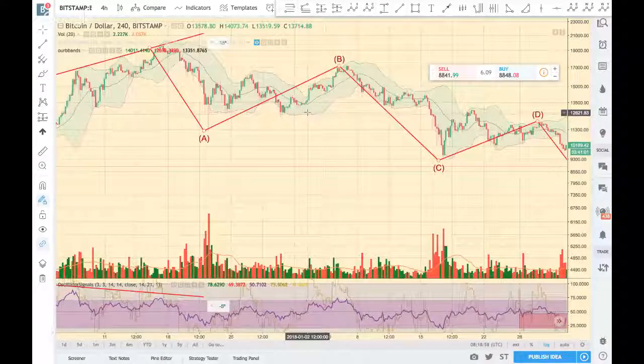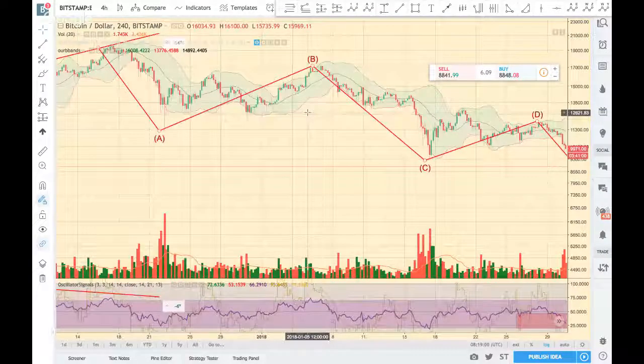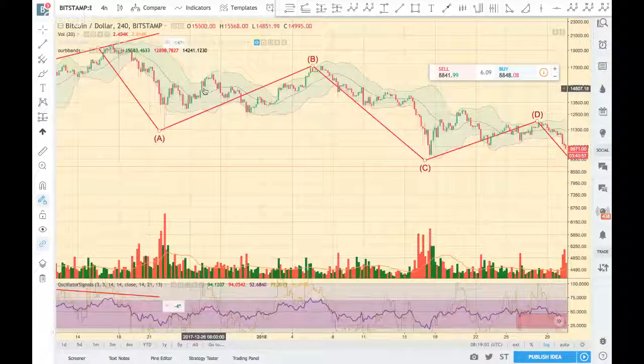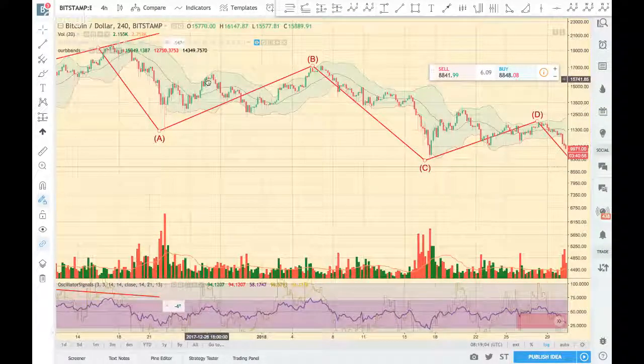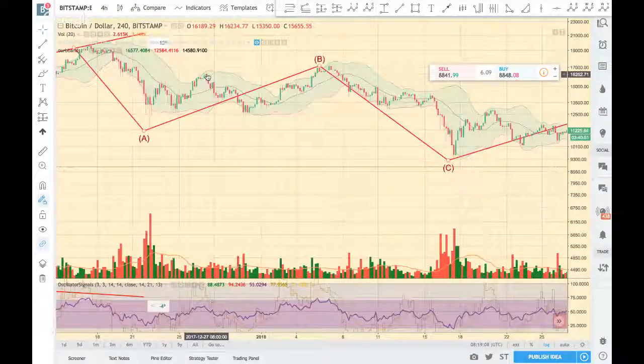Now, there are a few things you need to look out for. If a candle looks like it's about to poke out of the Bollinger Bands, don't take that as an indication. Wait for the candle to close and wait for a confirmation before doing any sort of trade. Obviously, this is not financial advice. I'm not telling you to do something.